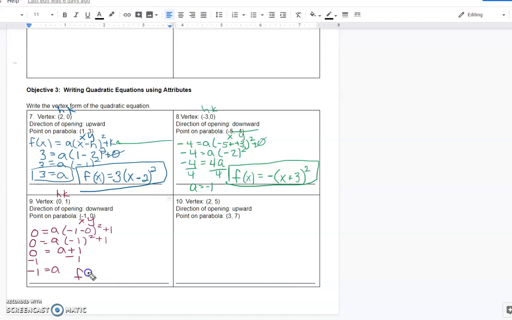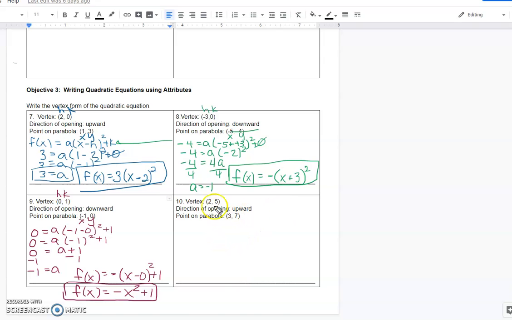So my equation is going to be f of x equals, I'm going to use the negative, I'm going to have x minus 0 squared plus 1. That was my k. But since I have a 0 here, it's just going to be x. So I'm just going to clean that up a little bit more, and it's going to be negative x squared plus 1. And that would be my cleaned up version of the equation.